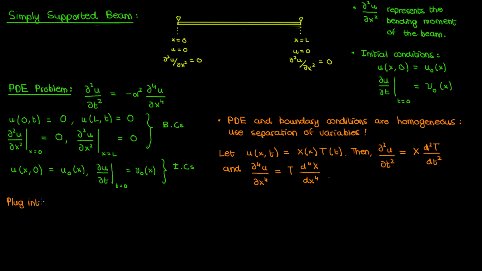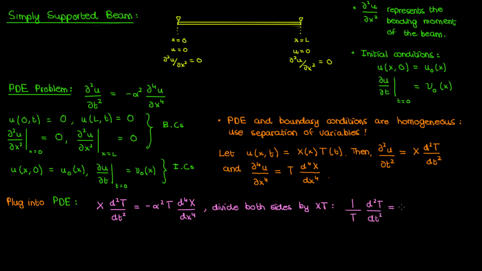Let's plug these two partial derivatives into the PDE, and if we do that, this is what we get. The next thing we'll do is separate the variables x and t, so we'll divide both sides by u, or capital X times capital T. Now the left side is only a function of the time small t, while the right side is only a function of the position small x.